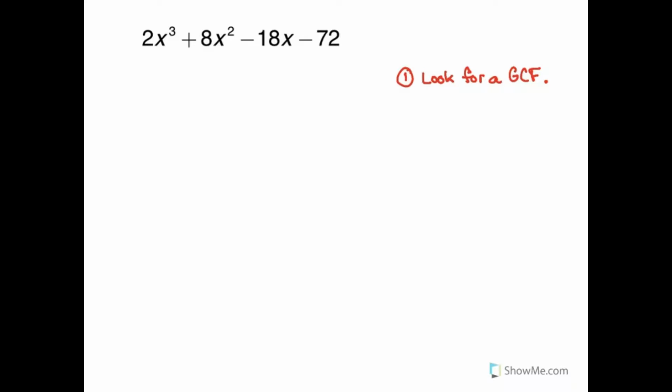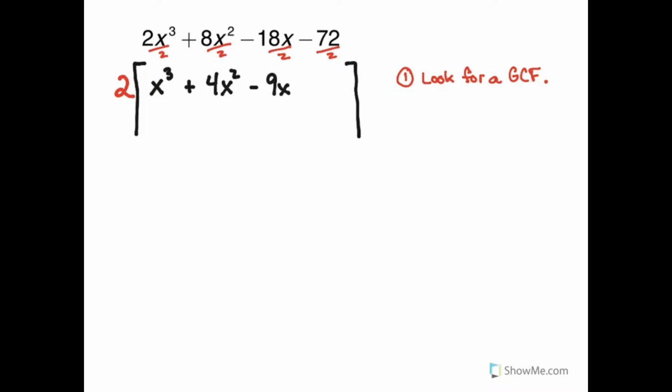The last term, 72, is a constant, so we're not going to be able to factor out any x's. But the coefficient of every term, 2, 8, negative 18, negative 72, they're all even, and so they're all divisible by 2. To factor out a 2, I divide each one of them by 2 and write the 2 outside. And now I have x cubed plus 4x squared minus 9x minus 36.